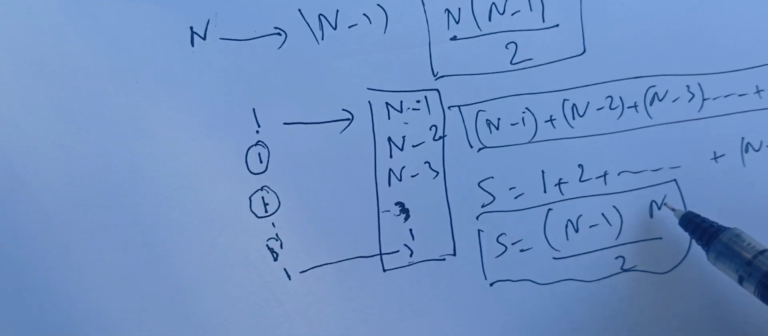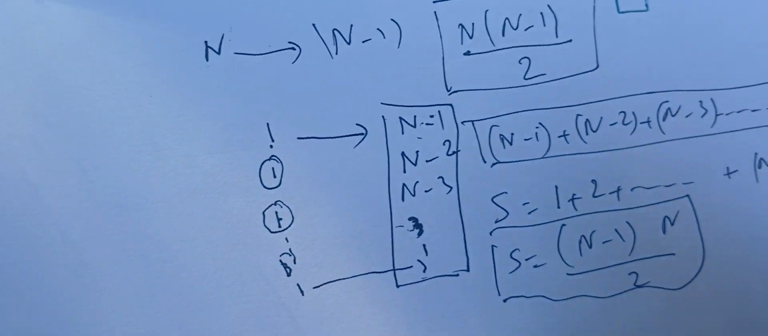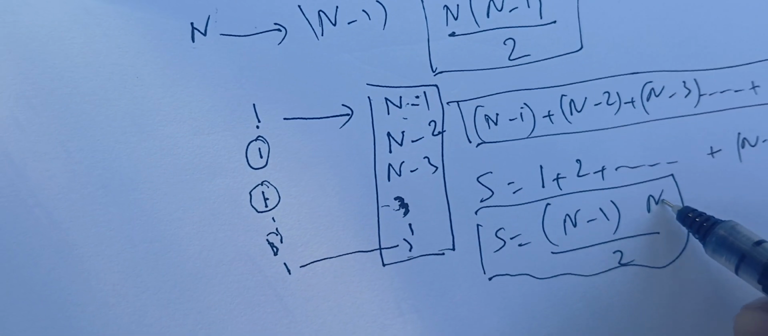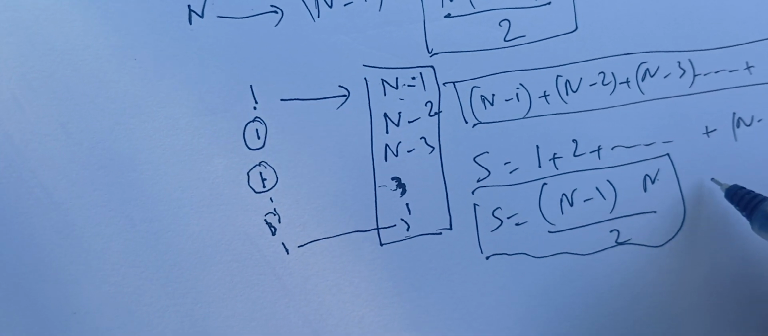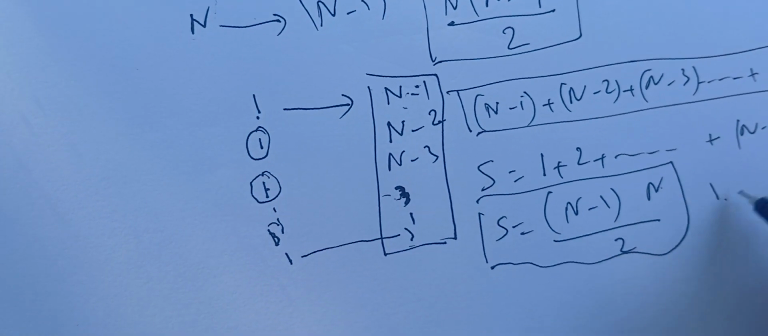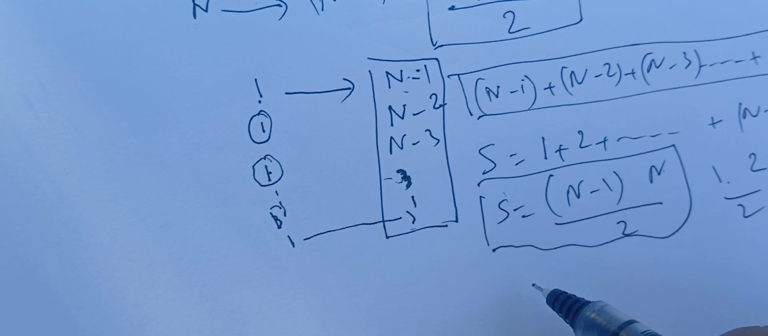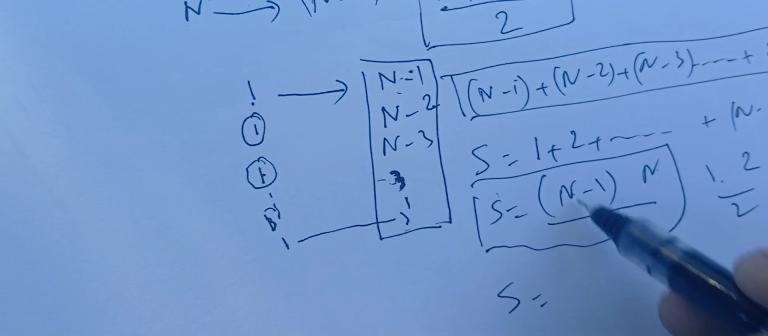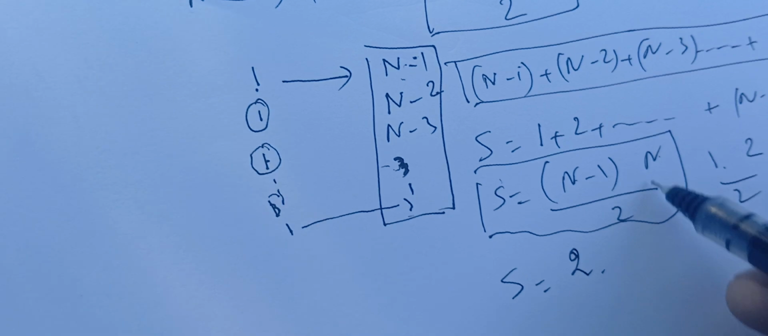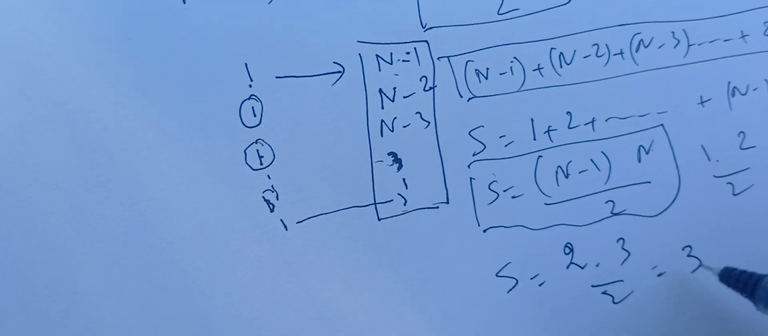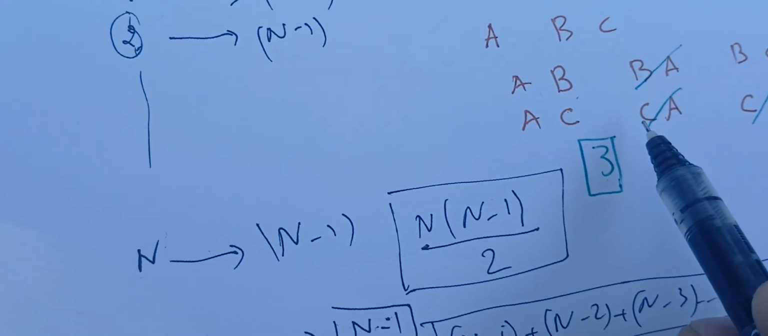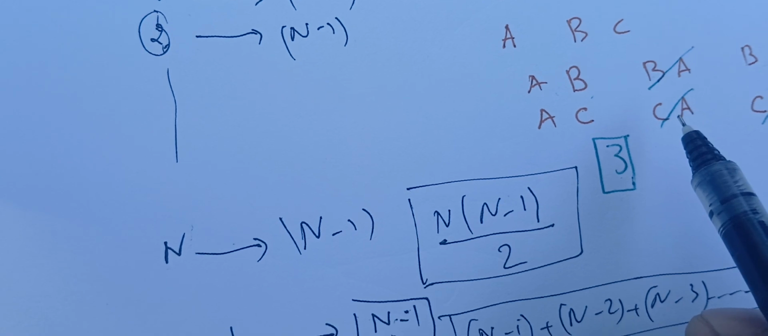You can try it for n equals 2. We said we have only one handshake. So when n is 2, we replace here, and we see that we have n minus 1, which is 1, times 2 over 2, which is 1. So S is the number of handshakes. When n is 3, we have 3 minus 1, which is 2, times 3 over 2, which is 3. That's what we got when we had three people.